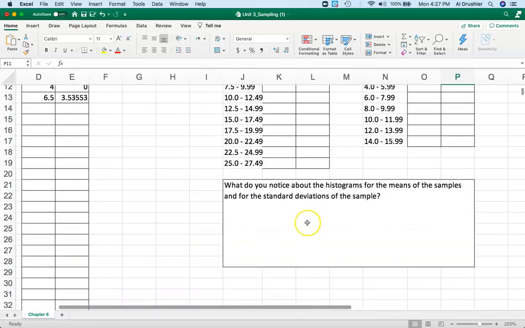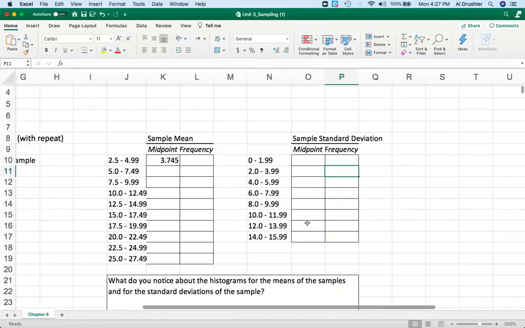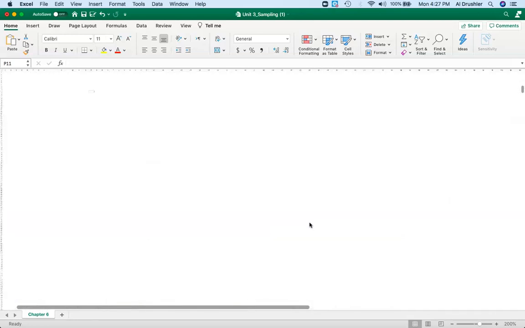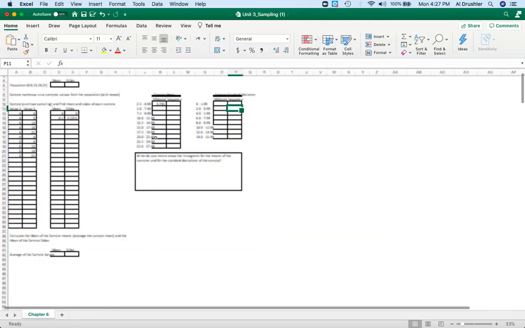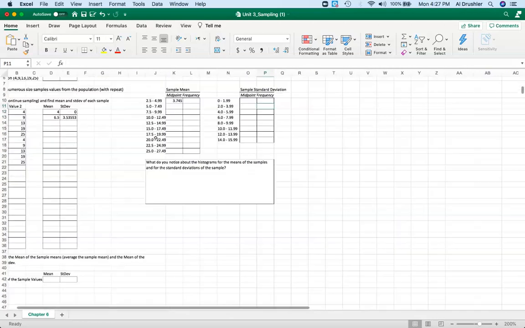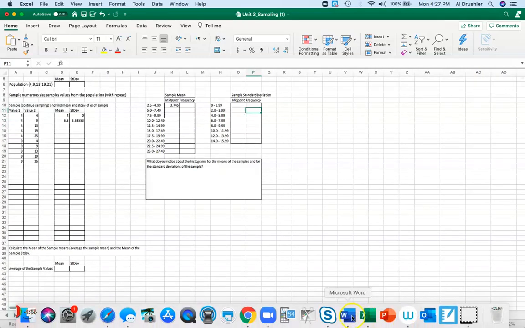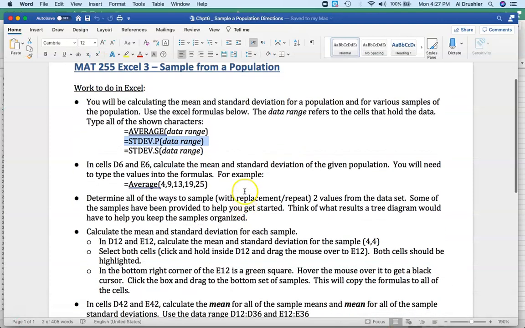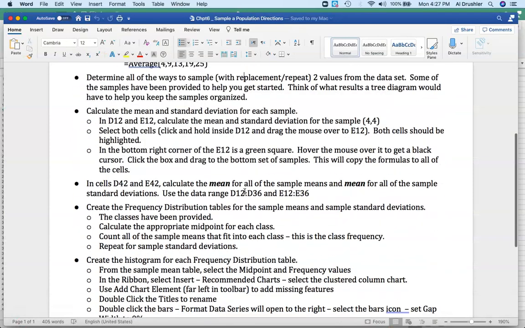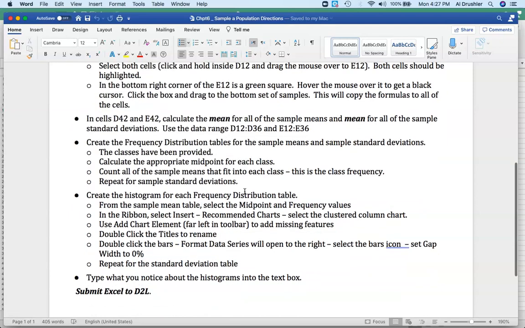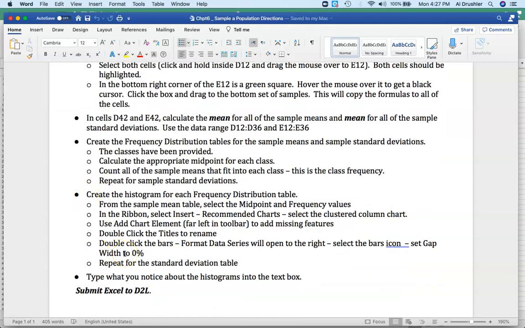Then you will make histograms for each of these. That's on the directions too. Almost every project or lab we've done so far has included histograms. You just highlight the 2 rows, or 2 columns, go to the recommended chart, and set the gap width to 0. I would do like 3%, not 0%, and then you do that.